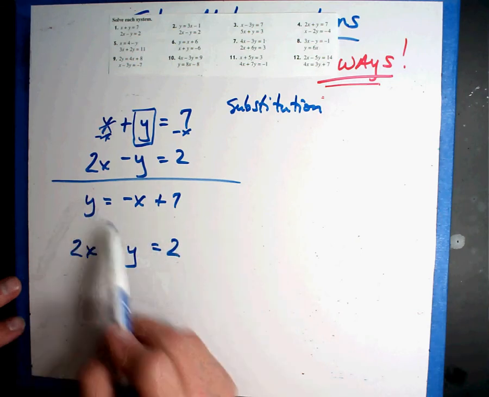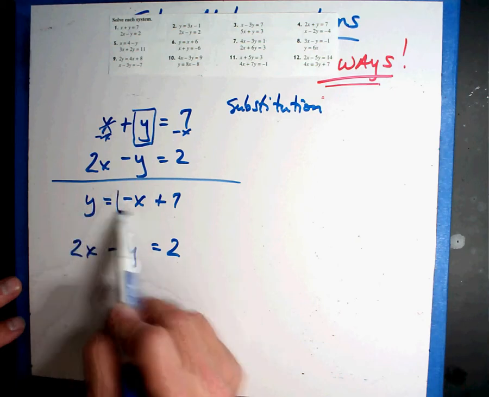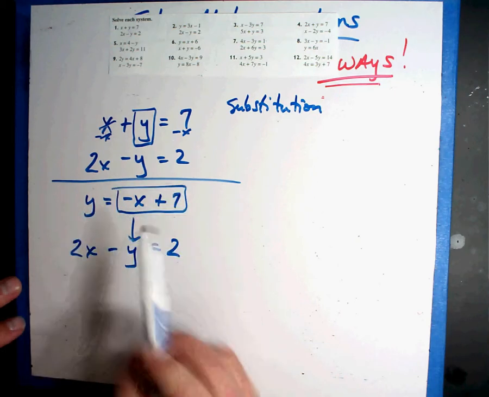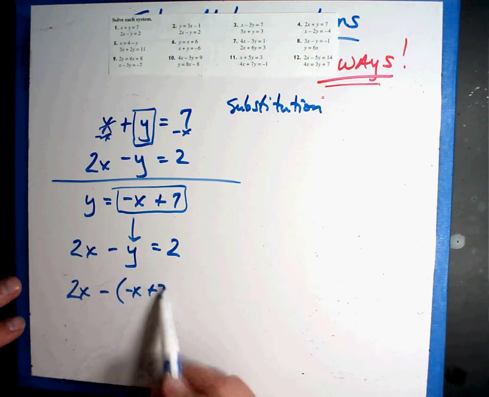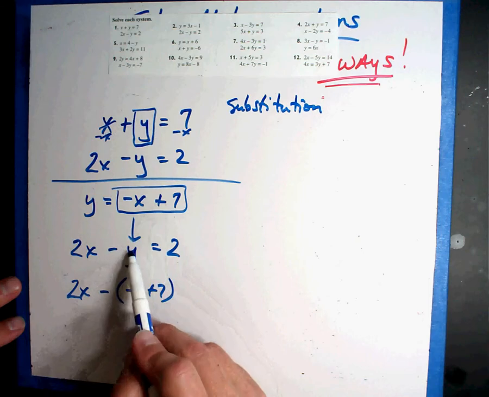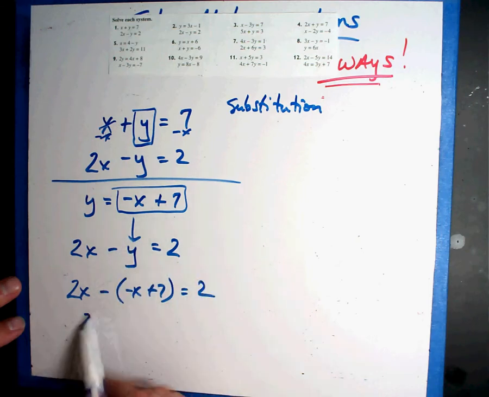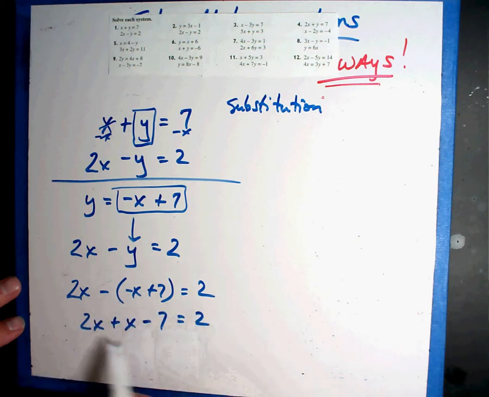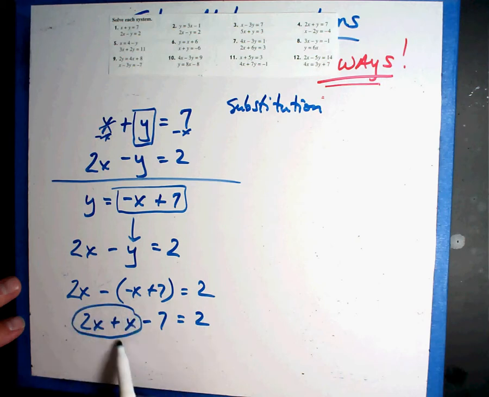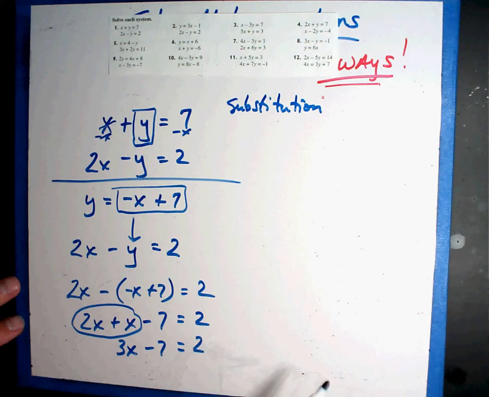And so I'm going to take all of this y information and put it in for y. So 2x minus (minus x plus 7). So all I did was put that in this guy's place, equals 2. So 2x minus a minus is a plus, x minus and a plus is a minus, 7 equals 2. 2x and 1x is 3x minus 7 equals 2. So plus 7 to move it over to the other side.